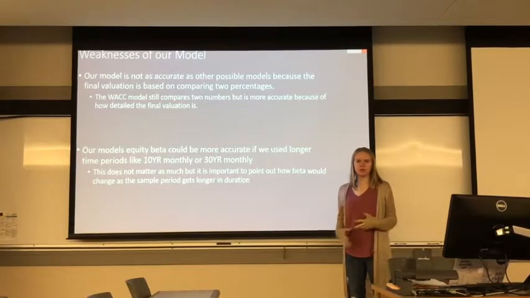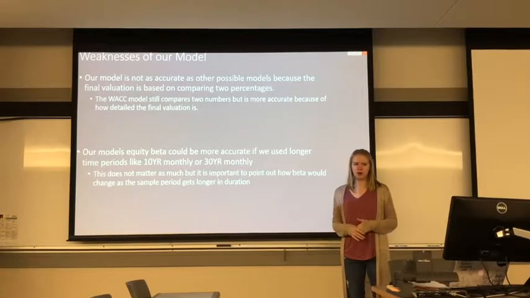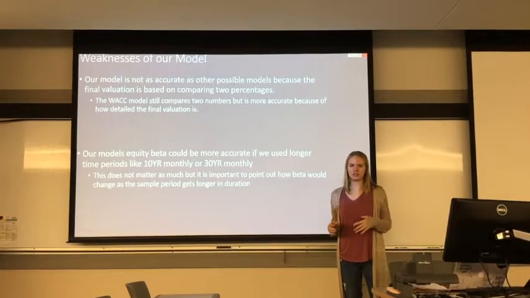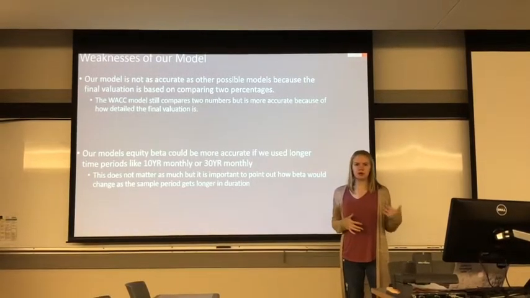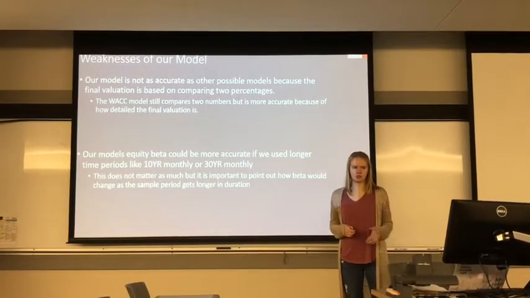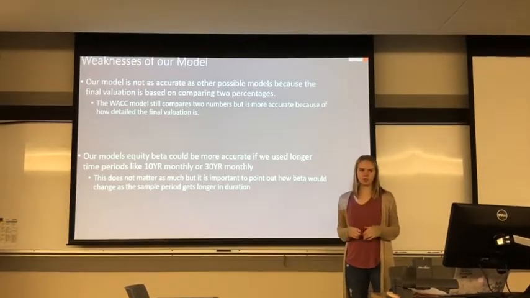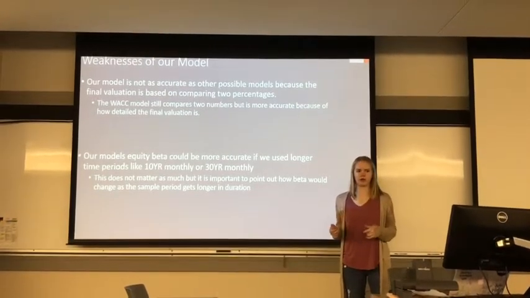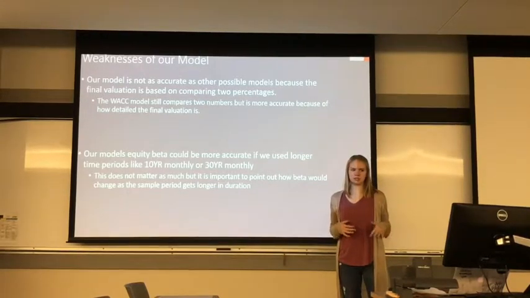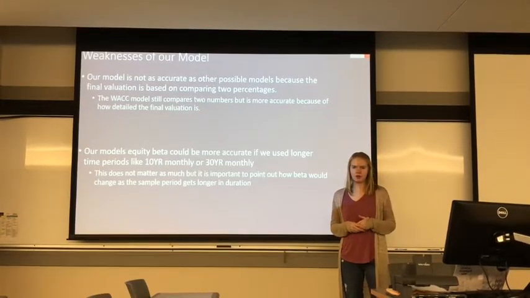We decided to note 2 weaknesses within our model. The first one being that our model is not as accurate as other possible models, and this is because our final valuation is based upon comparing 2 percentages. If we were to have used the WACC model, this still compares 2 numbers, but this is more accurate because of how detailed the valuation is. Our second weakness is that our model's equity beta could become more accurate if we had used longer time periods. This does not matter as much, but it is still important to point out how beta would have changed based on our sample period, whether it was longer or shorter.